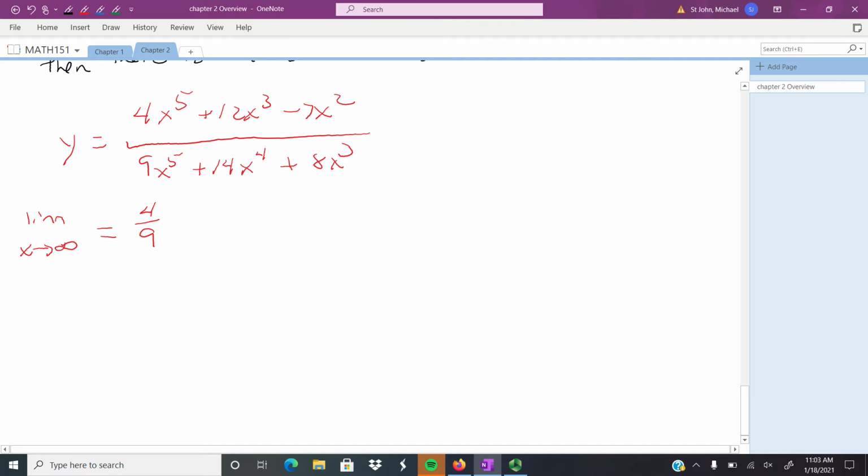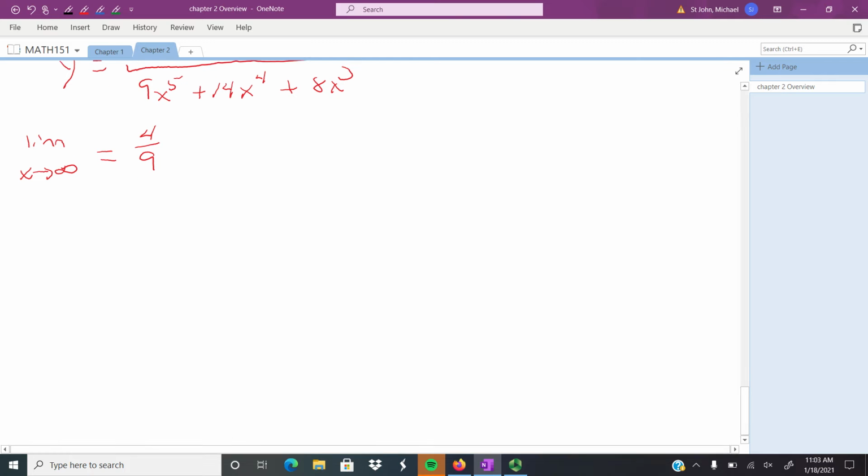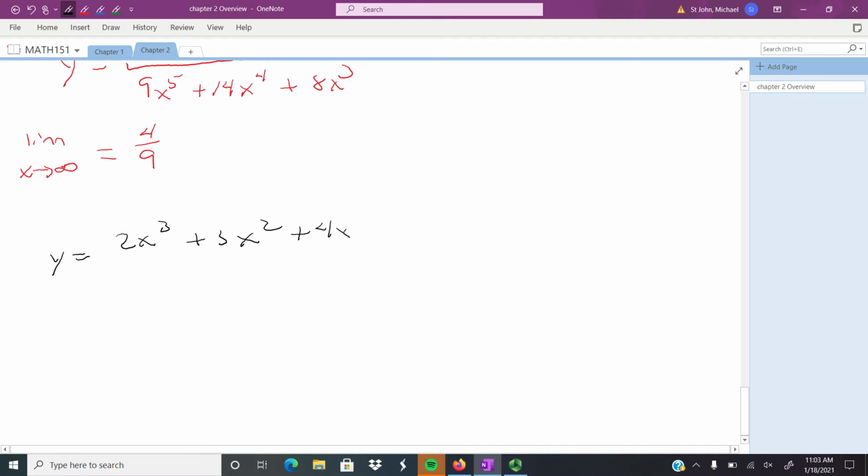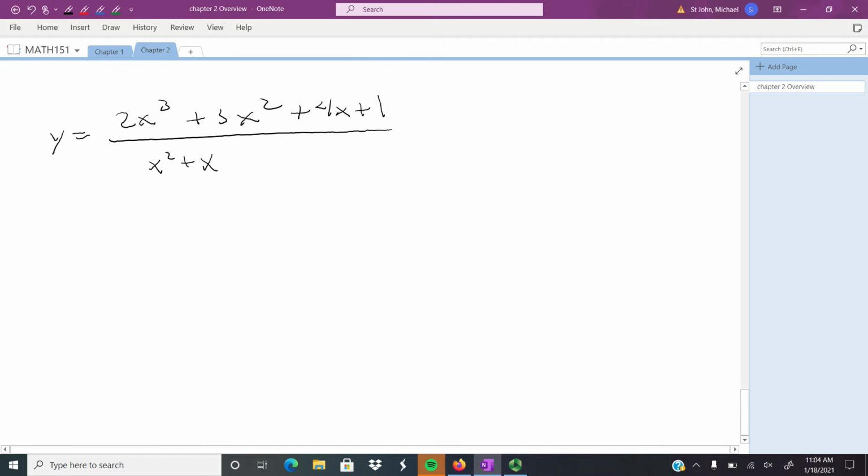So now let's look at one in terms of what happens if I have a slant asymptote. So now we look at this one. y equals 2x cubed, 3x squared, plus 4x plus 1 over x squared plus x. In order to find the slant asymptote, we have to do some long division here. So we're going to divide x squared plus x into the 2x cubed, 3x squared, 4x plus 1.